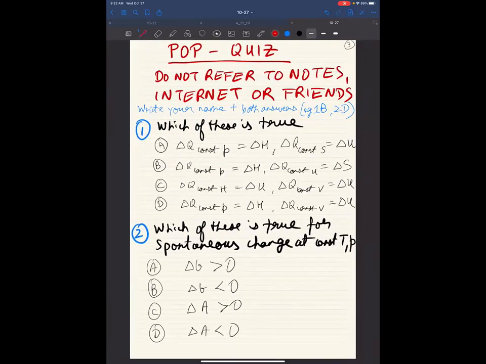So the way it's going to work is I'm going to hand out sheets. There are 2 questions. Don't talk to each other. There are 2 questions. You have to write down your name and just 1 A, 2 C, something like that. Just take a sheet and pass it on to the person. Don't talk. Go.